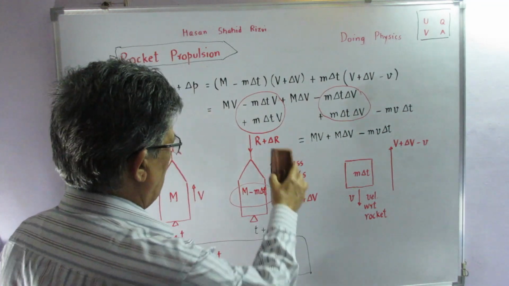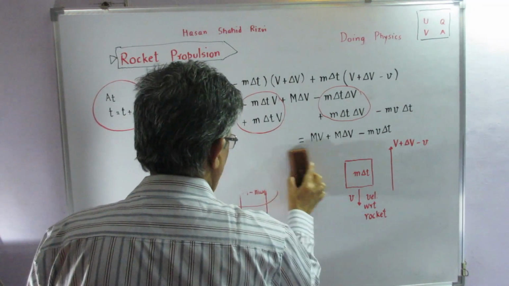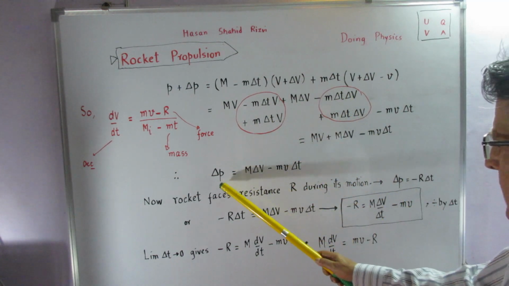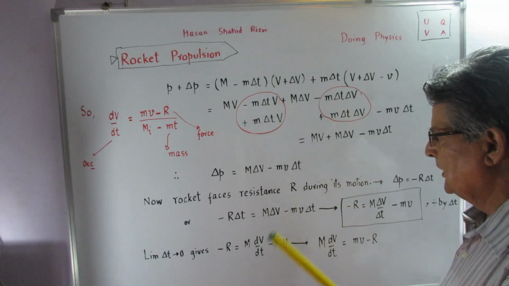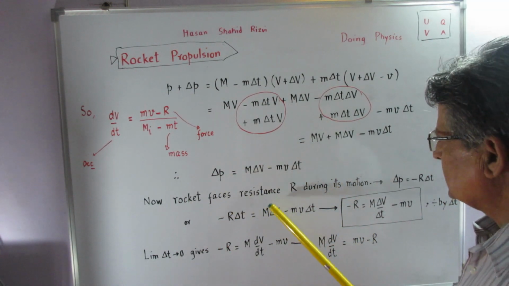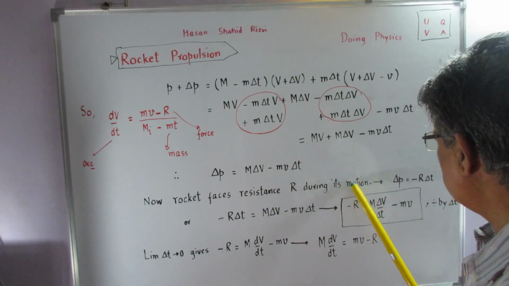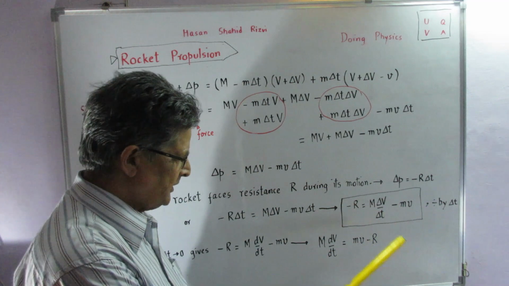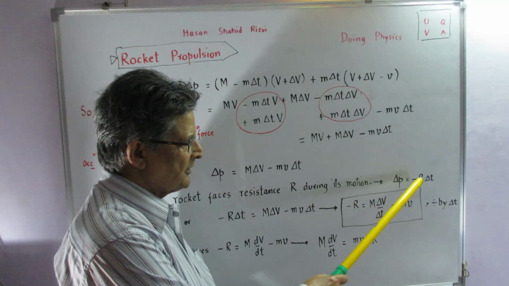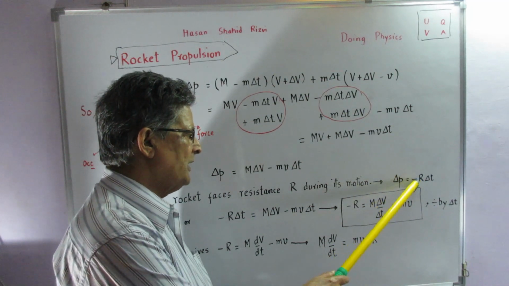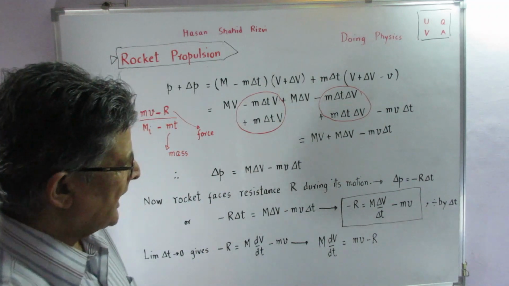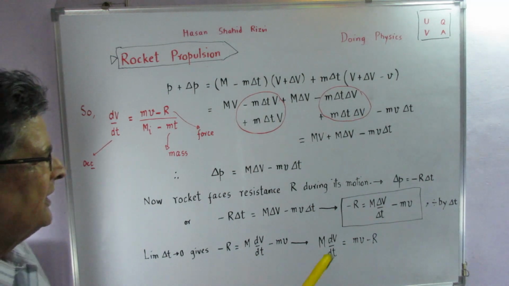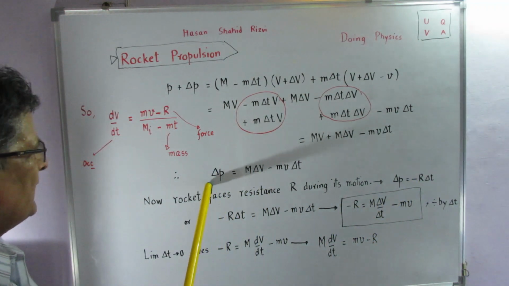So proceeding from there, I just take off this. These terms cancel out, and we get delta p is equal to M delta V minus mV delta t. Now the rocket faces resistance R, as I showed to you, during its motion, which means that my delta p is equal to, because it is in the opposite direction, the resistance, so delta p is equal to minus R into delta t. Okay, it's like impulse, I will be telling you shortly. And so I can write that delta p is equal to minus R delta t, substitute in this relation.